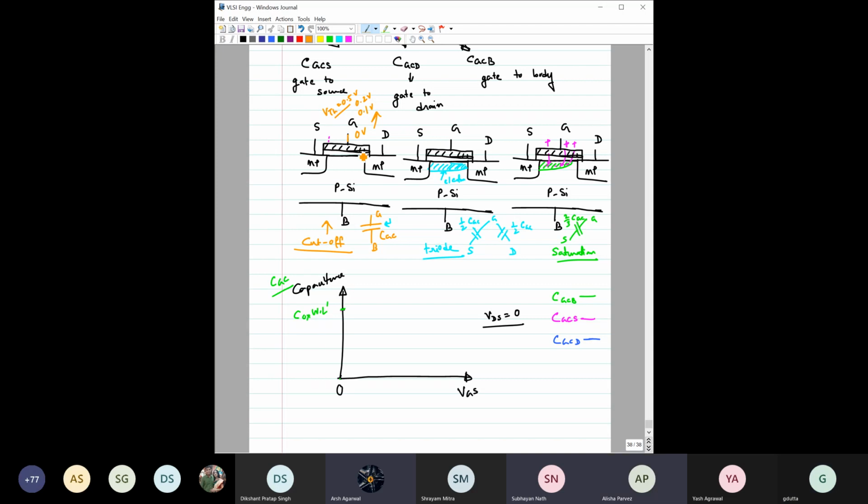Sir, the CGCB will decrease. It will decrease. Why? Why will it decrease? I was following the spectrum, and I found that in the triode region we don't have any capacitance between gate and body. So the changes cannot be abrupt, right? Okay, you are saying it from that perspective.